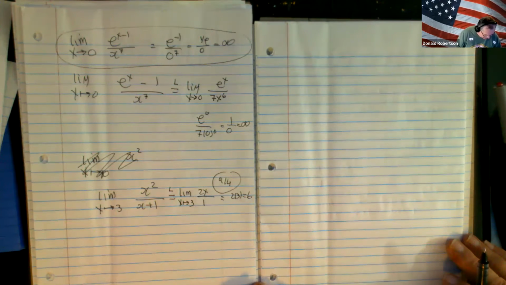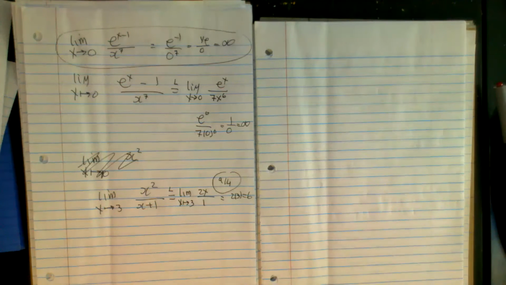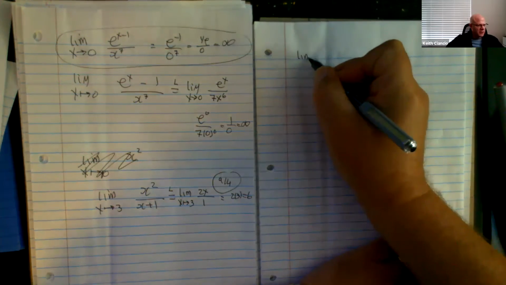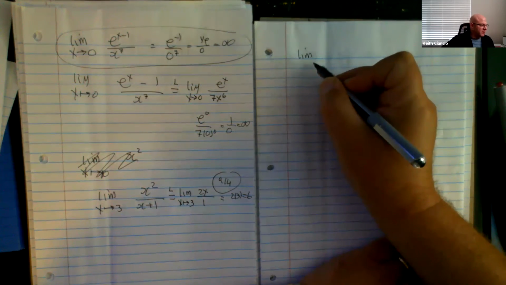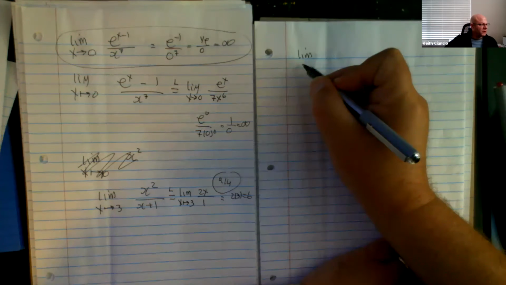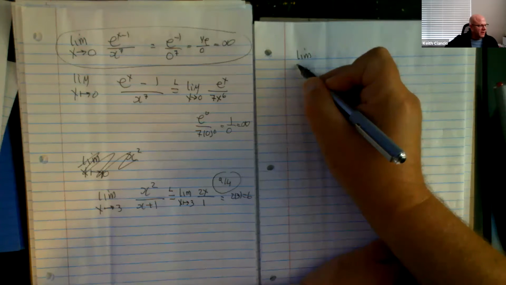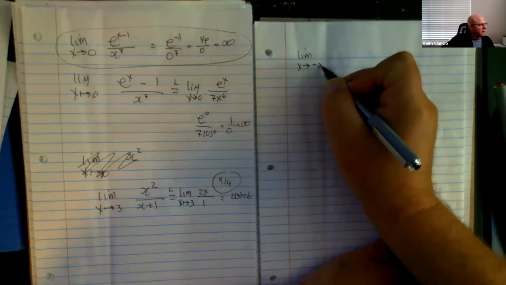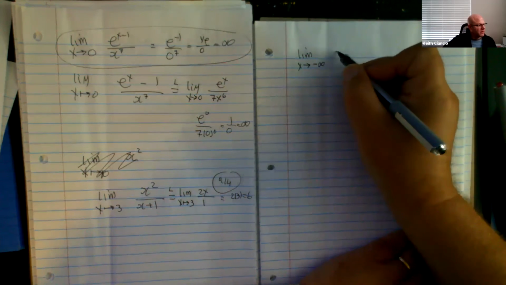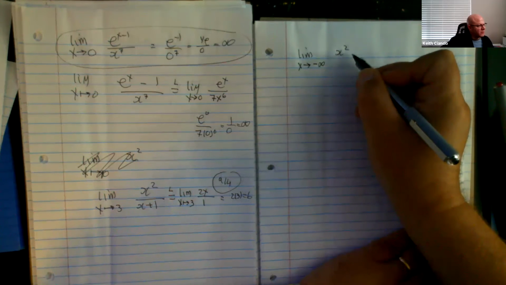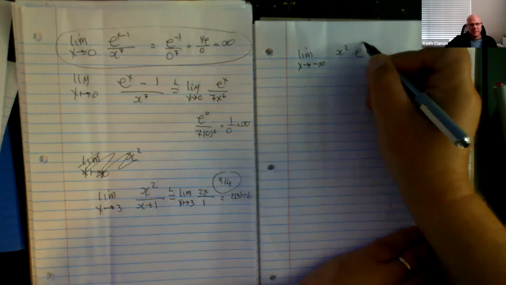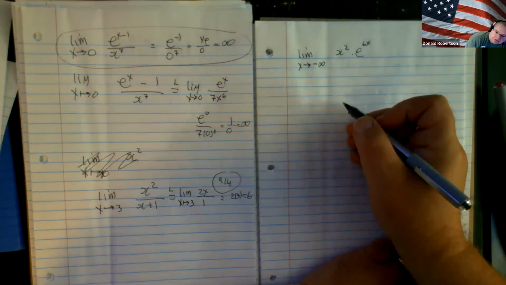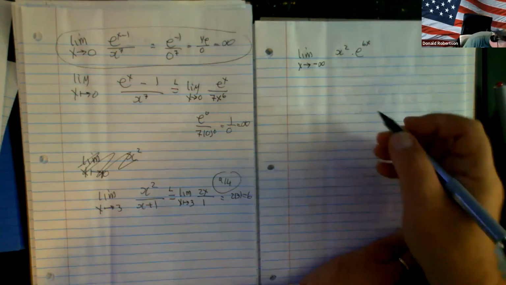Okay, thank you. So I've got one. It was number 25 on exam 6. Evaluate the limit. Limit as x approaches negative infinity of x squared times e raised to the 6 times x power. Is that it? It is. Right.